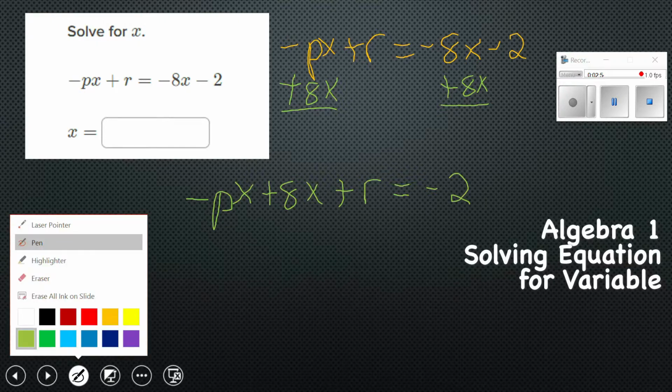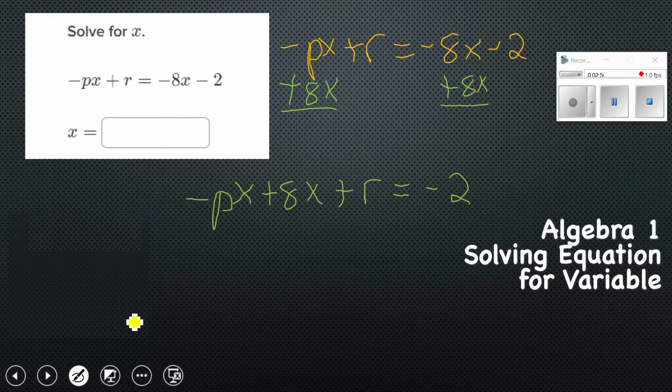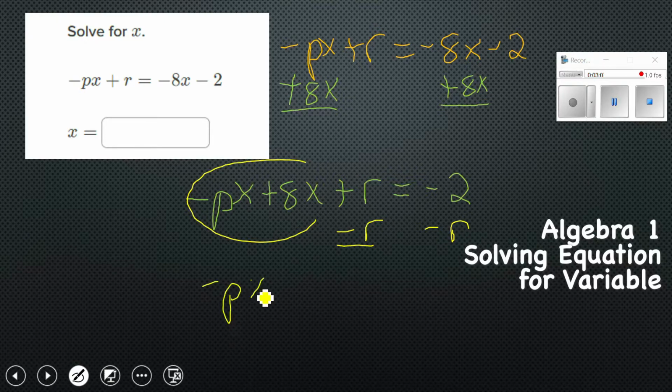So what we need to do is think about at least getting the two x terms by themselves. So let's see if we can do that. So let's subtract r from both sides. So subtract r, and we'll rewrite. So we have negative px plus 8x equals negative 2 minus r.